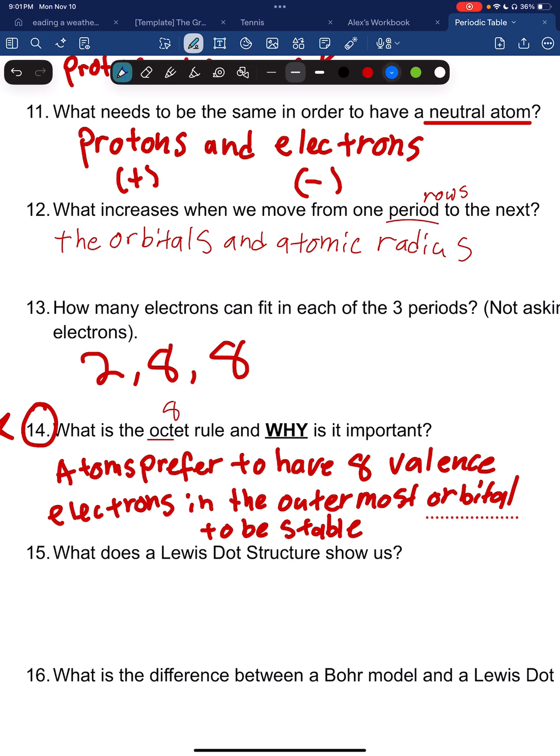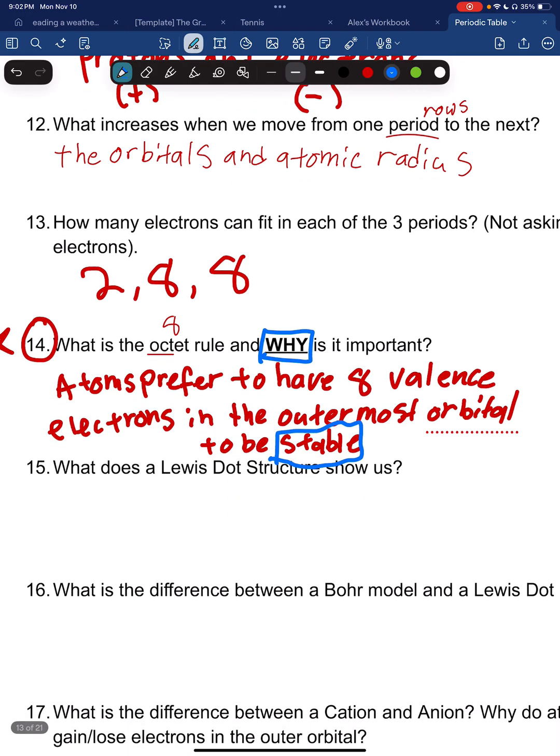So your why is they want to be stable, okay? So atoms prefer to have 8 valence electrons in the outermost orbital. So they want to have 8 on the farthest orbital possible, right? The valence shell. Why? To be stable. So that's why our atoms form bonds. They form chemical reactions. Because these guys, what they want to do is they want to become stable.